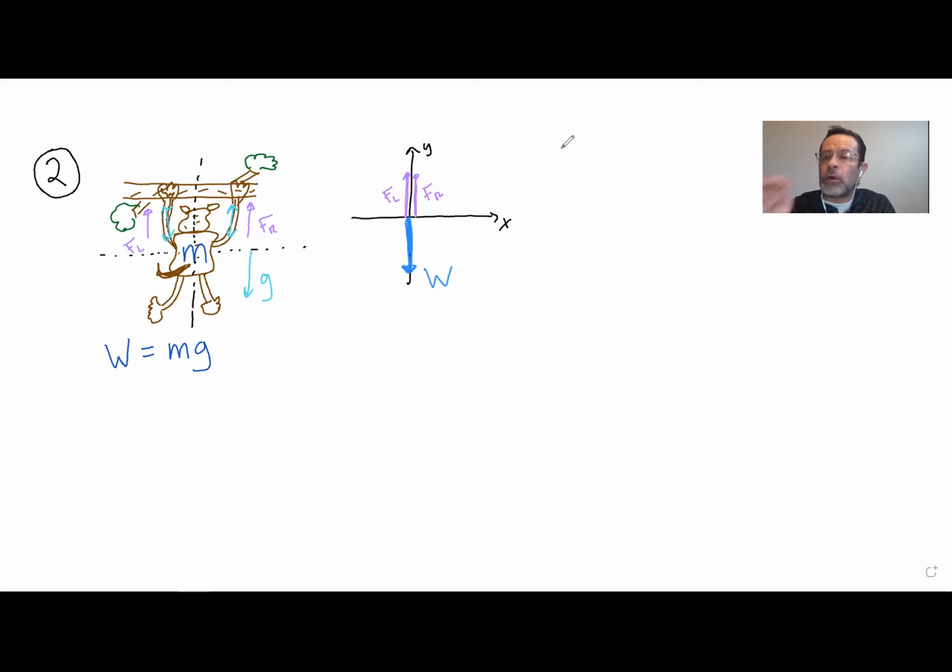Okay. Again, right now, we're not solving the problem because we don't have any data that are being given about these forces. We're just trying to represent the situation. Is this clear to everybody? Questions?